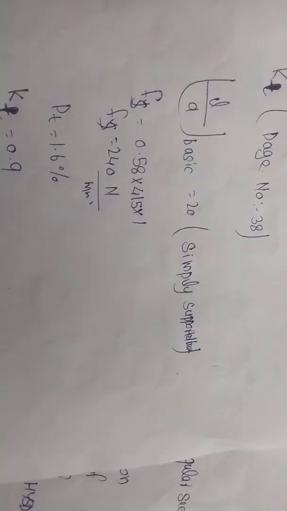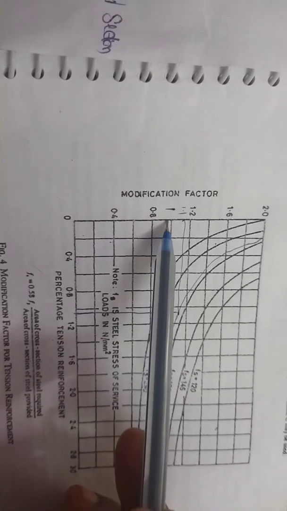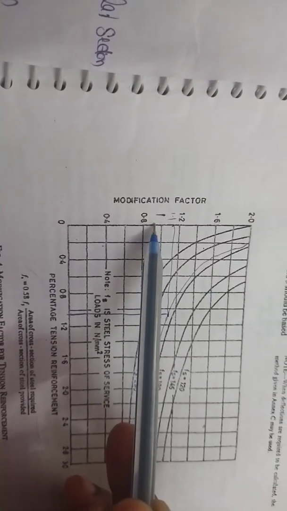We get the KT value as 0.9. From 1.6, extend towards the Fs value of 240 and then extend towards the y-axis, and that gives 0.9.